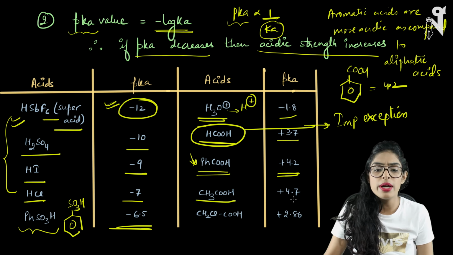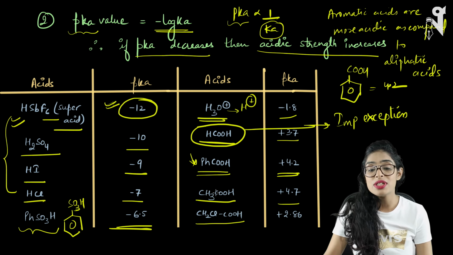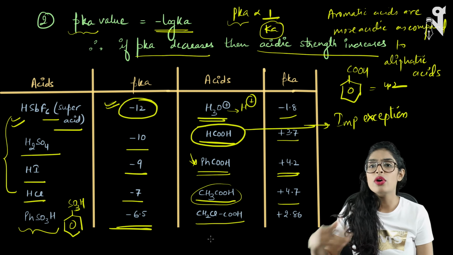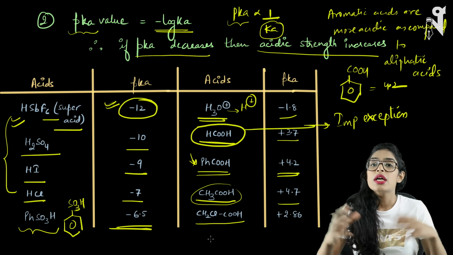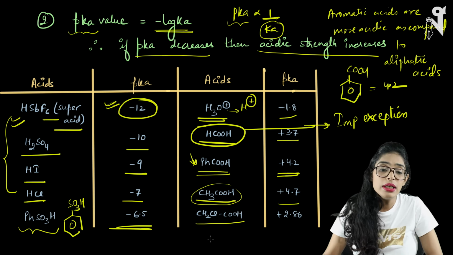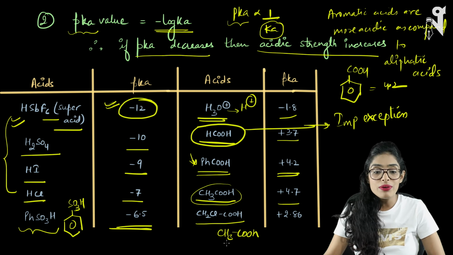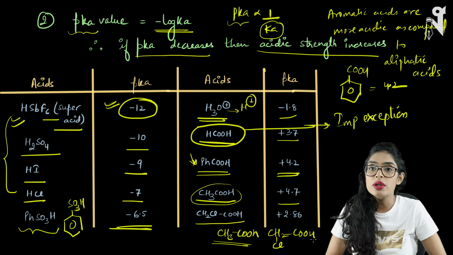Then comes your CH3COOH, which is lesser acidic than your benzoic acid. Then you look at CH2ClCOOH. Here we have seen that ethanoic acid is lesser than benzoic acid. We have already understood the behavior of inductive effect and how it affects the acidic strength. CH3COOH had very low acidic strength. Now we have replaced one hydrogen with one chlorine. So one electron withdrawing group is present, which will increase the acidic strength of this molecule drastically.